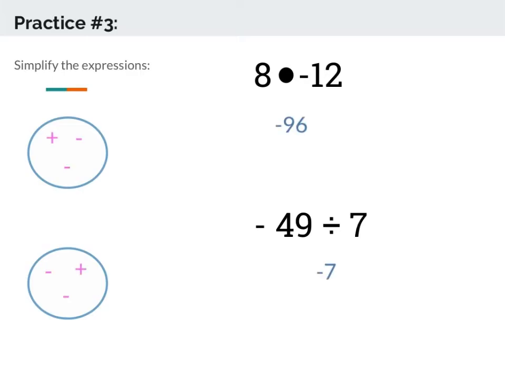How did you do? Were you able to use the four faces to make sure that you got your answer correct? In the first one, I've got a positive times a negative, so my answer is going to be negative. In the second one, I've got a negative divided by a positive, so my answer is going to be negative. Hopefully, the four faces worked out for you here, and they were much easier than using any counter or number line. Let's go on to the next one.